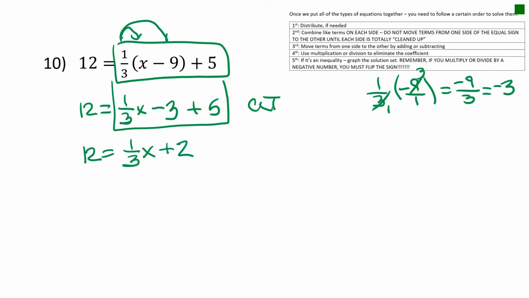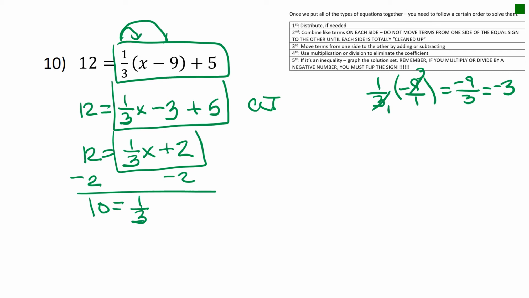Now, I told you I like to move the variable from the right side to the left side, but that's not going to happen this time because this is the only side with the variable. So I'm going to move the term that matches. So 10 is equal to 1/3 x. I'm going to multiply by the reciprocal, which is 3 over 1, or just 3. So 30 is equal to x.